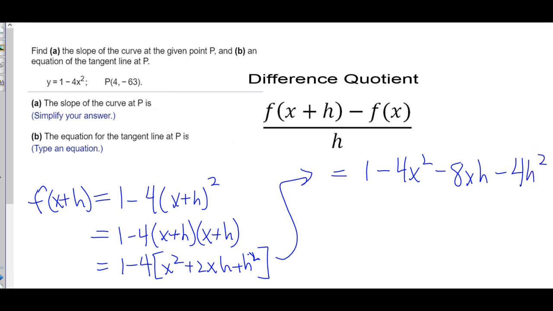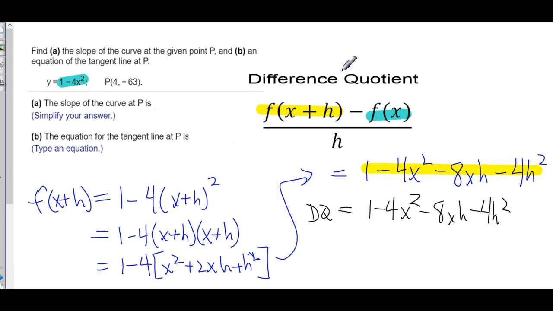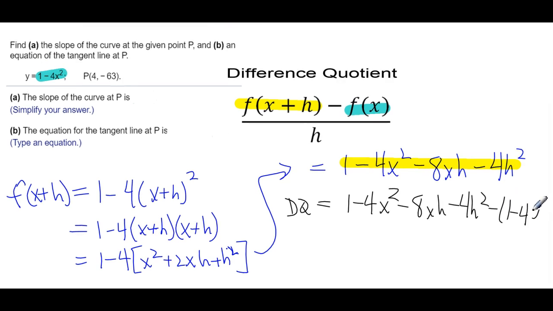Alright, so what we're going to do is replace f of x plus h in this formula with this. This is what f of x plus h is. Okay? This is f of x. Alright, y is the same thing as f of x. And then those two guys are both over top of h. So I'm going to switch to black here. F of x plus h is this thing. So I'm going to just call this the difference quotient. F of x plus h is this, so I'm going to rewrite that. Alright, minus f of x. So that's going to be minus this thing. So minus parentheses 1 minus 4x squared, all over h.